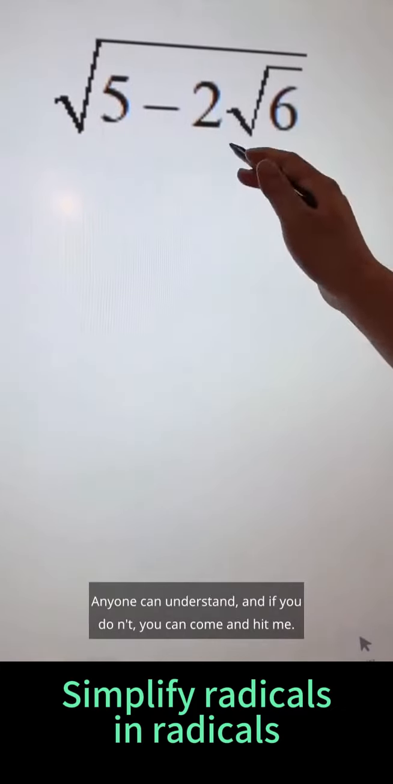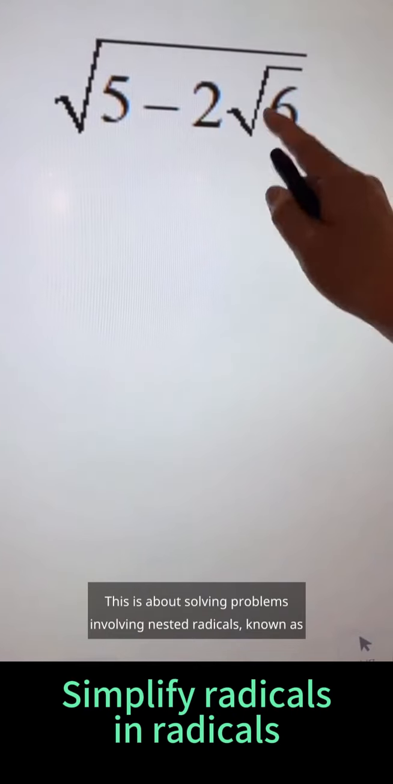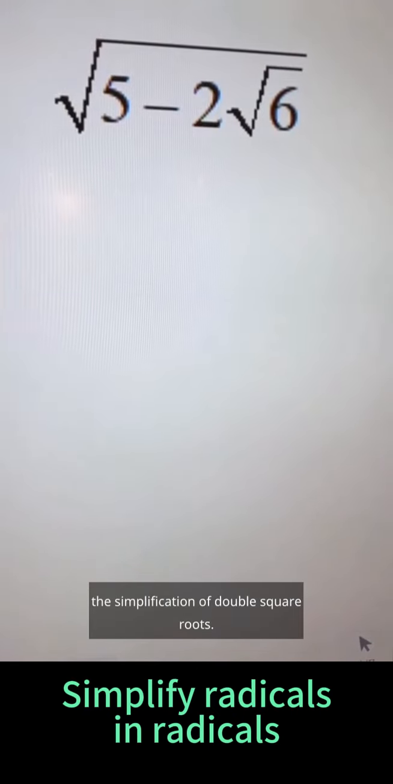Anyone can understand, and if you don't, you can come and hit me. This is about solving problems involving nested radicals, known as the simplification of double square roots.